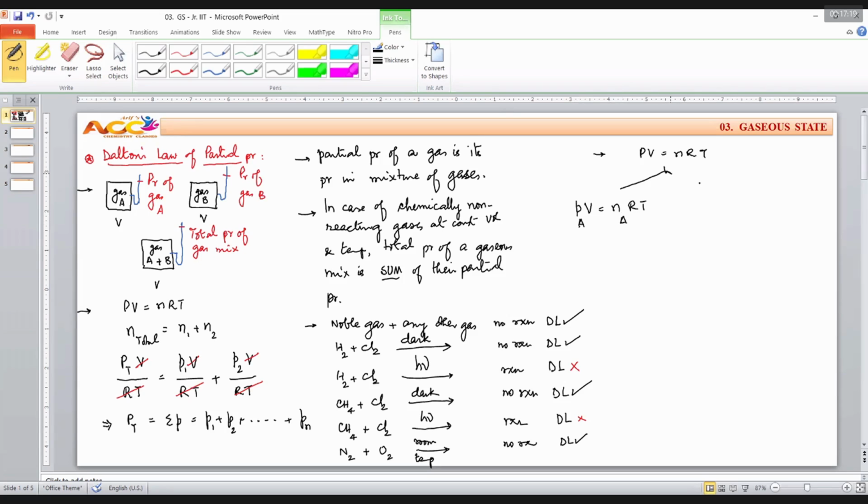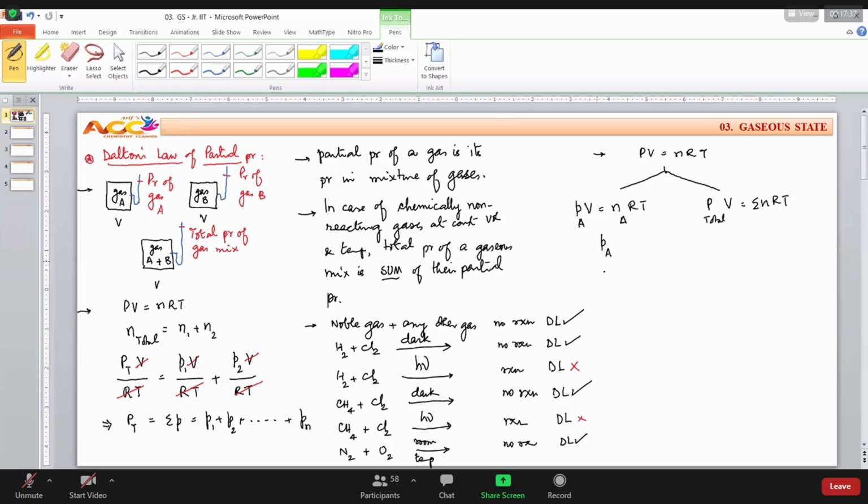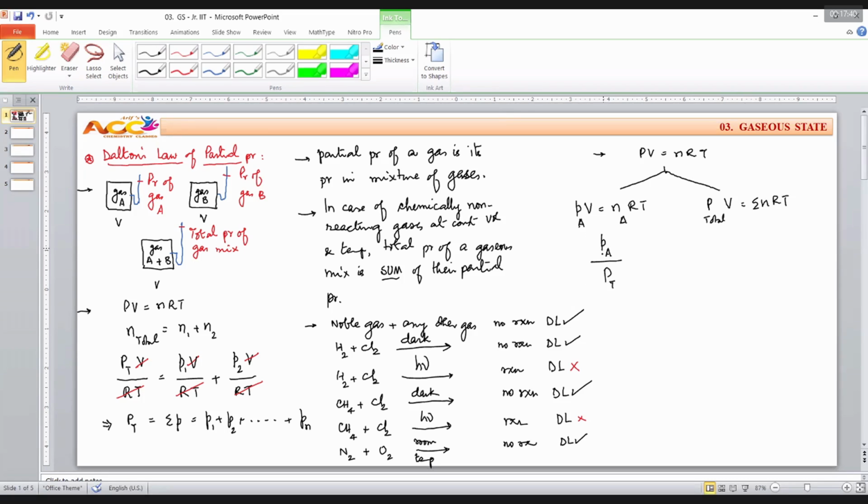No, sir. I want to talk about total P. No problem. Total pressure into volume, same volume, is equal to total number of moles into RT. Equation 1, equation 2, divide them. PA by PT. What is partial pressure PA? Partial pressure of A. What is capital PT? Total pressure of mixture. Volume gets cancelled, R and T get cancelled. We are left with number of moles of A by sigma n. Okay, something out of total. Sir, shall I call this mole fraction? Why not?